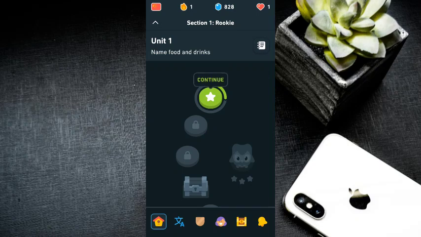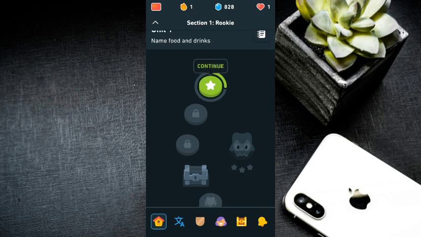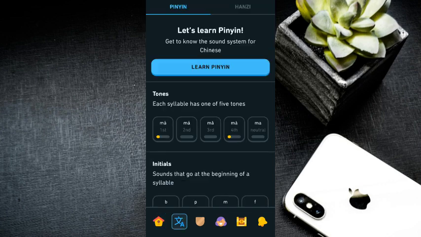Hello everyone, in today's video I'm going to walk you through how to learn the Chinese characters on Duolingo. Now if you're on Duolingo and you have chosen Chinese as the language you want to learn and you want to learn the characters, you just look down and you will see one that has letter and character.